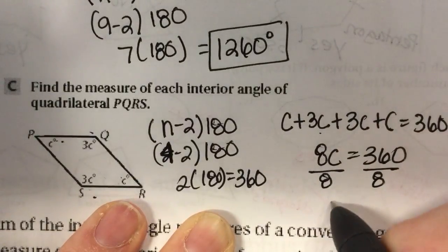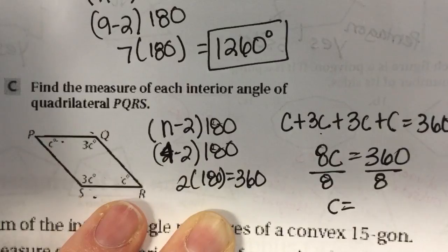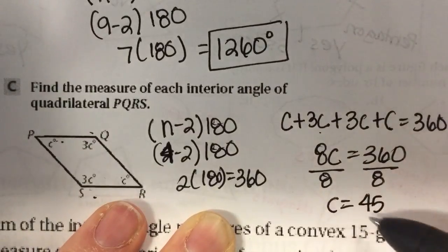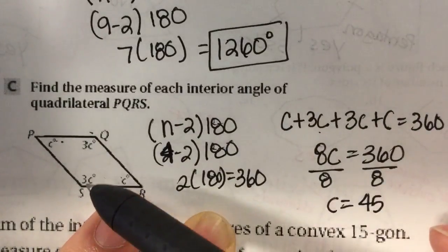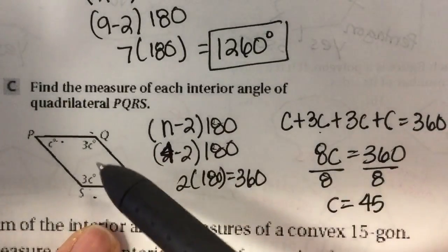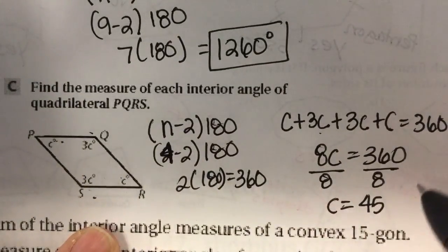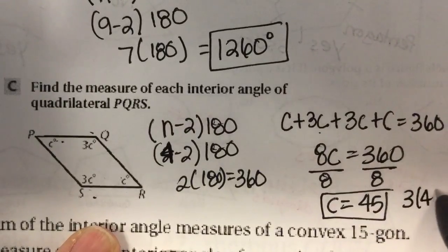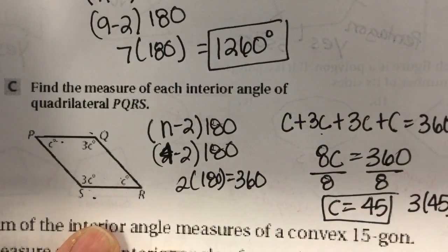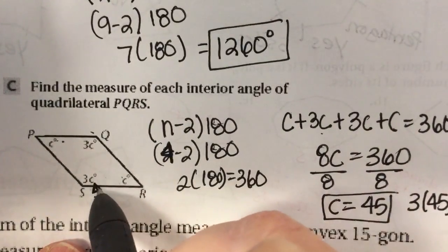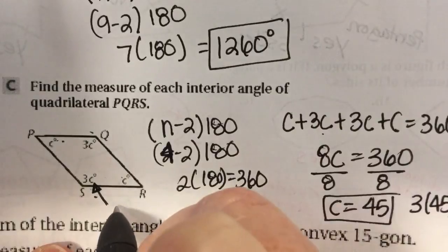Divide both sides by 8, and C would equal 45. Now, this only answers part of that question, okay? It only answers the ones that are just C. The ones that are 3C, we would have to take 3 times 45. Okay, so each of these would be 135 degrees.